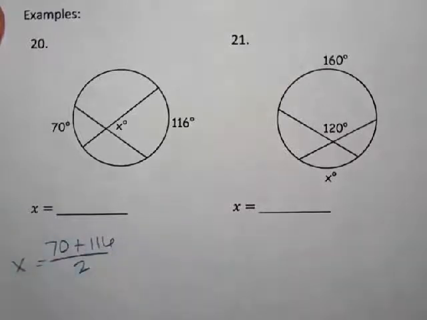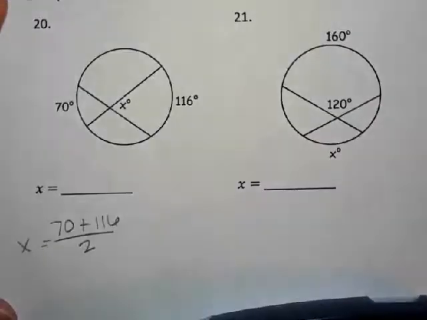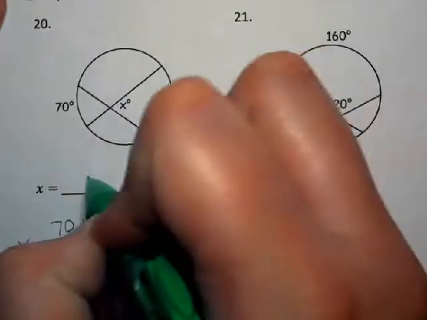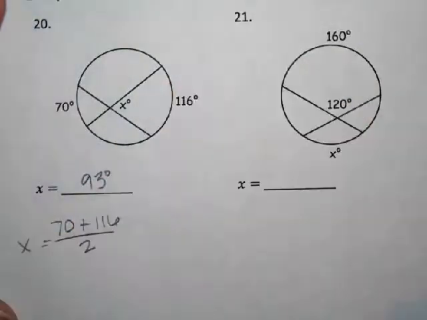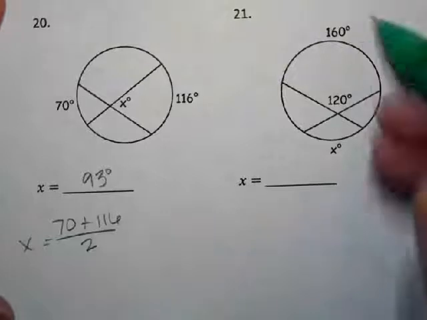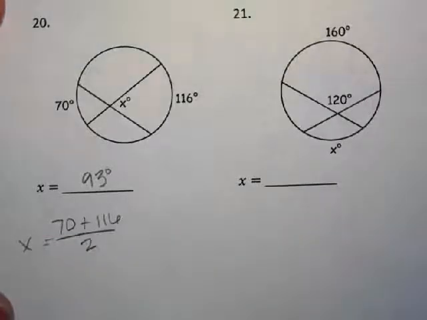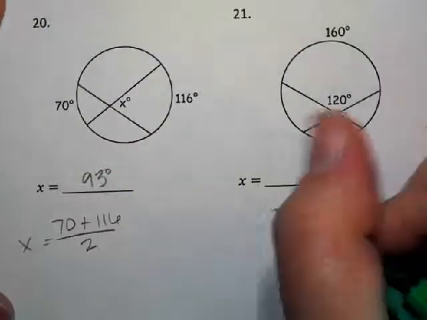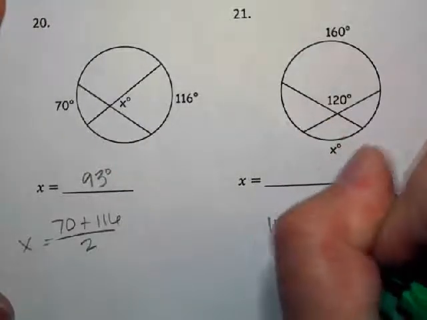Okay, now this one is different. Do you guys notice how this one is different? So we're going to say 160 plus x divided by 2 equals 120. You guys see that? Okay, so how do we go about solving for an x that is in the middle of the problem? Yeah, we're going to have to do some stuff backwards.